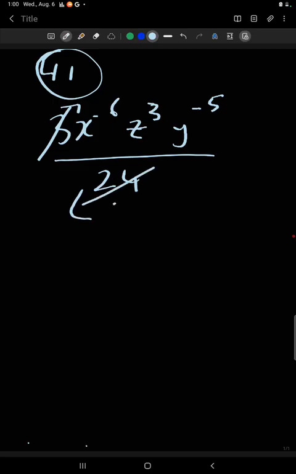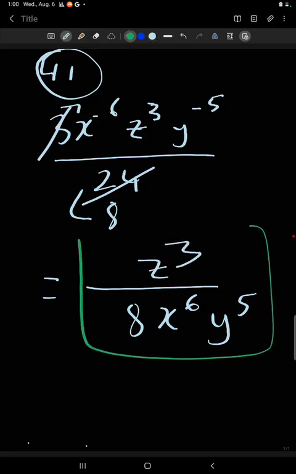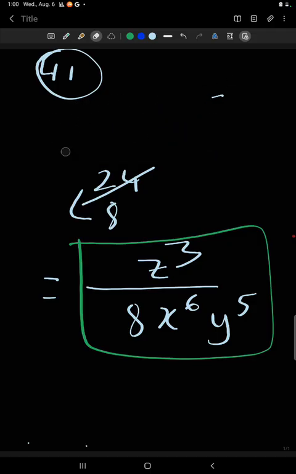This becomes 8. And then for the negative power exponents, we'll take the reciprocal. So we're left with my 8 here, and then we're going to have x to the 6th power, y to the 5th power, and then our z remains, and that's it. That's 41.